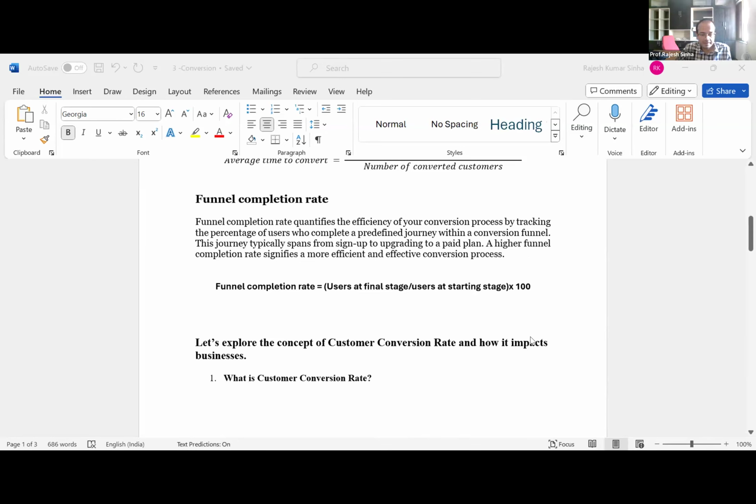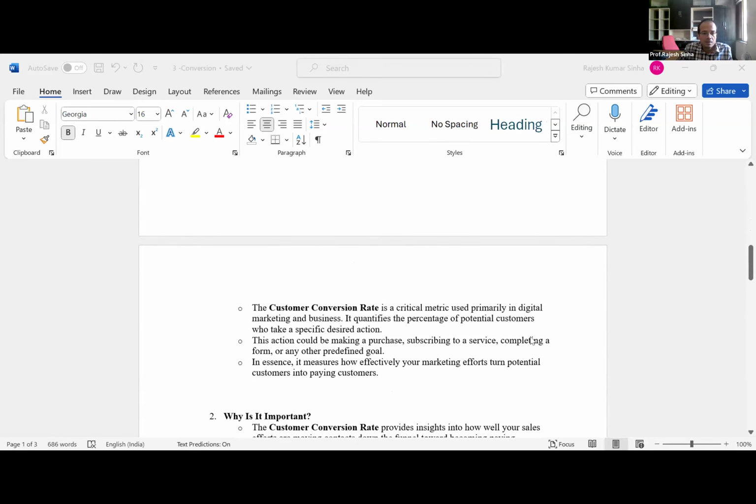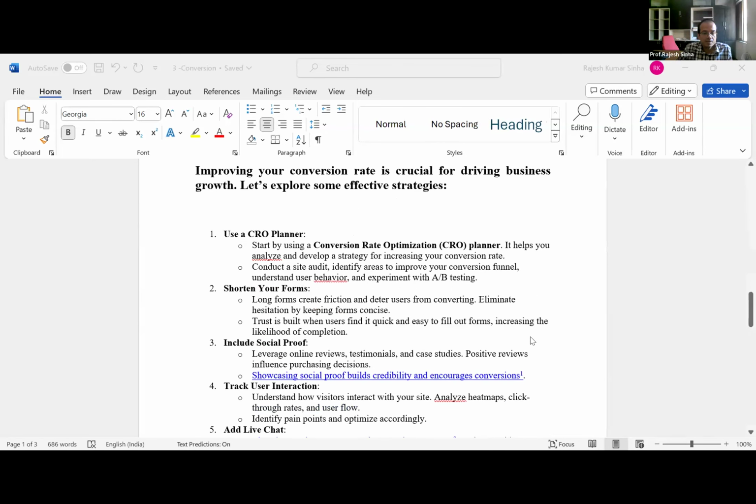Funnel completion rate, that is, how many people are at the start of the stage and how many reach the final stage. So we can think in terms of funnel, which we may be aware of. That is also an important thing. Conversion rate and all those things.